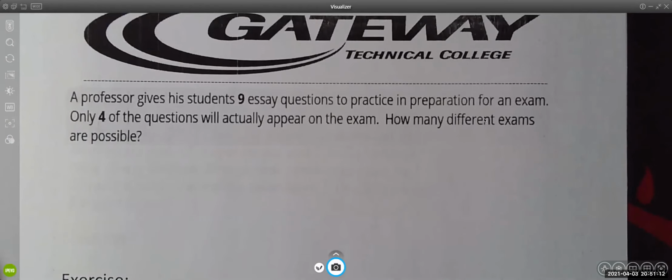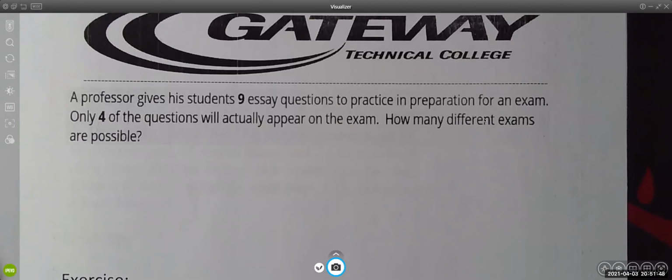The key to solving all of this, to answer all of these questions, is that you identify what counting method you need to use. Fundamental counting principle, combination, or permutation. So let's look at this. A professor gives his students 9 essay questions to practice in preparation for an exam. Only 4 of those questions will actually appear on the exam. How many different exams are possible?